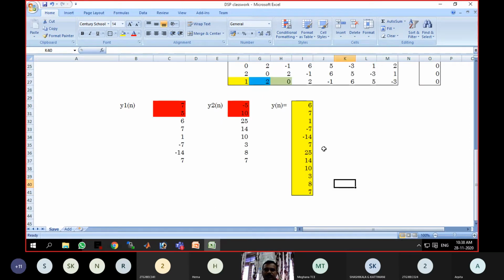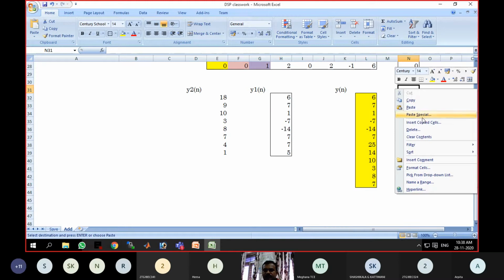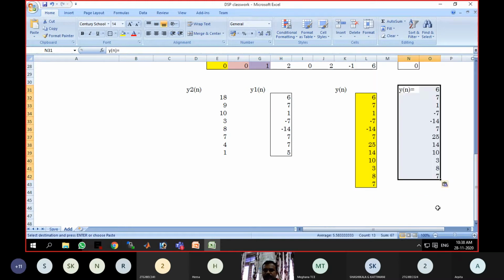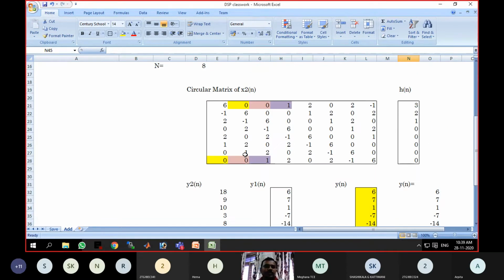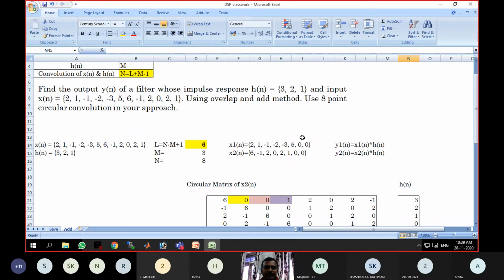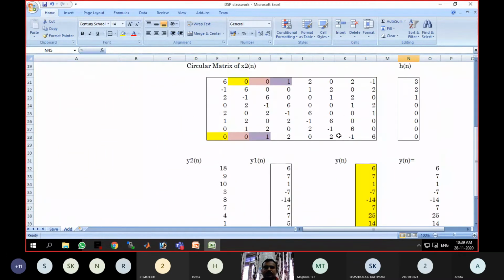Let me check whether it is the same or not. You can check here, by using the save method and by using the add method, whether both are the same or different. So this is the way we calculate the convolution of long sequence data by using the overlap save and overlap add method.